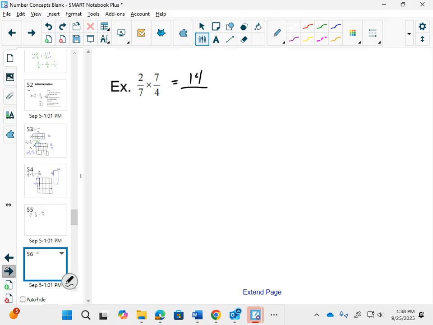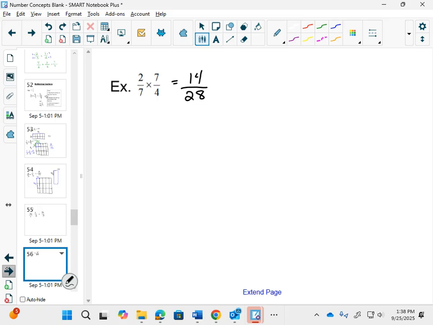Do this next one in your head. Once we get 28, do we simplify it? Yes. So here, 7 times 4 is 28.